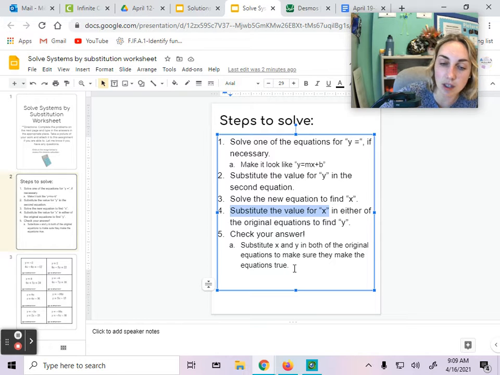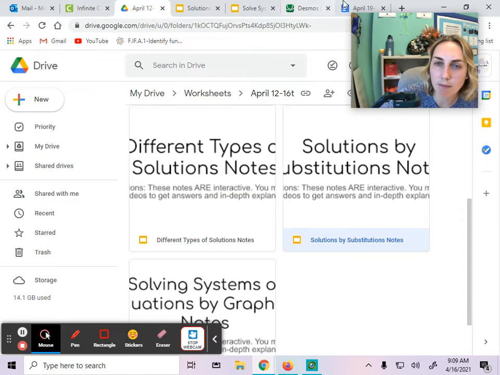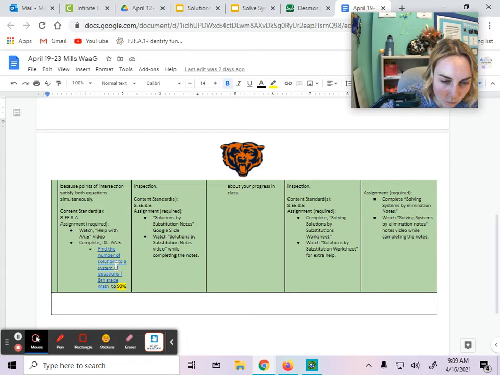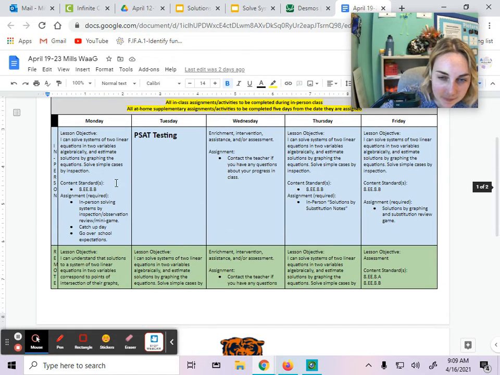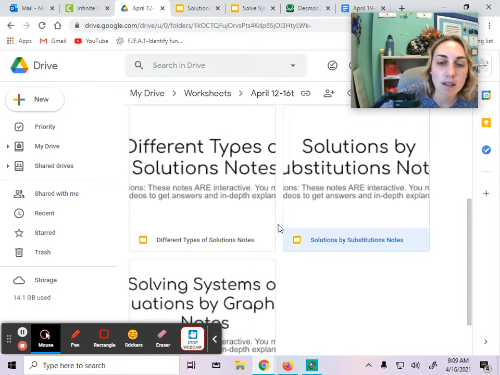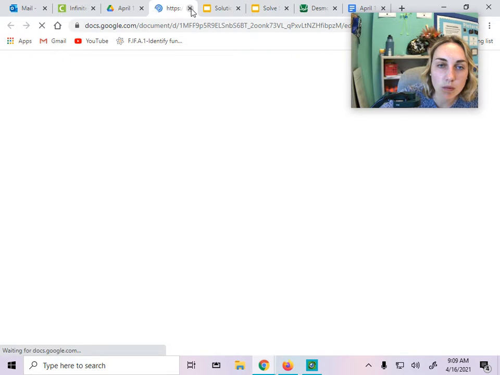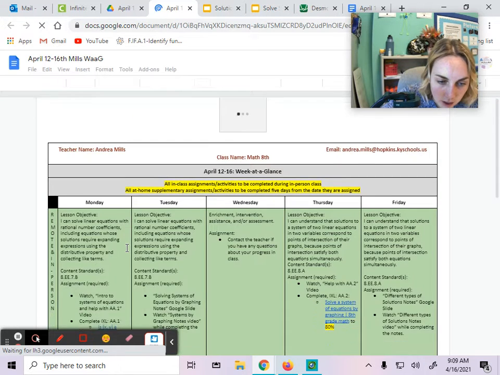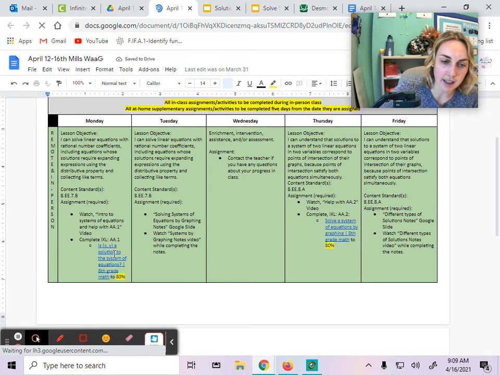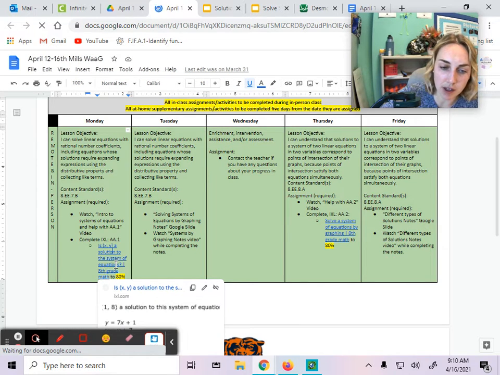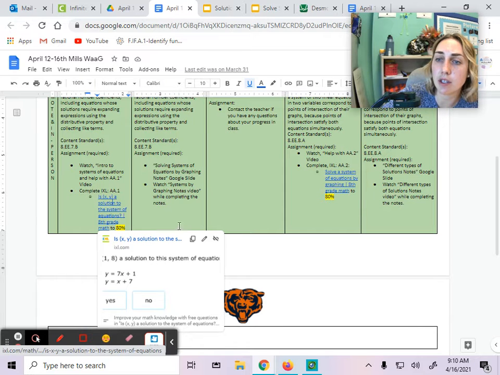And when you want to check your answer, what you're going to do is substitute your x and y value into one of the problems to make sure it works out. Just like we did on IXL AA1, where you had to, that doesn't sound right. I don't think it was AA1. Let me check real quick. Sorry, I forgot. Yeah, IXL AA1, where they gave you an ordered pair and you had to figure out, is it a solution? That's what you'll be doing here to check your work.